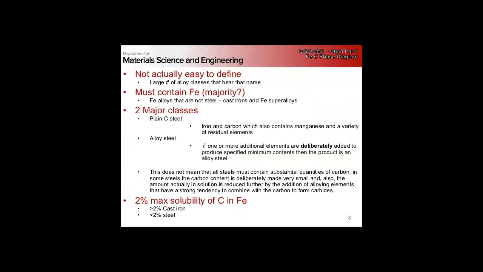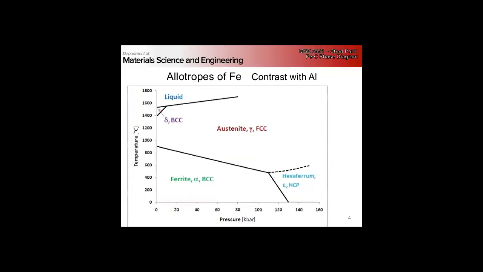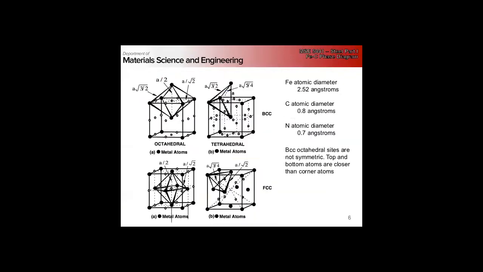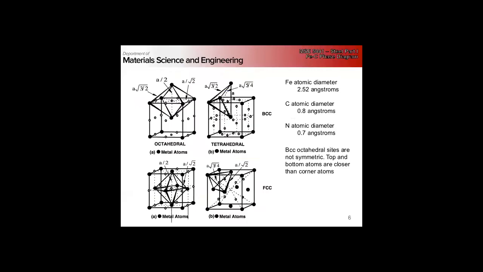Okay, so basically, two classes of steel: plain carbon steels and alloy steels. Right? You should know the basic iron phase diagram, right? And the interstitial behavior in iron, right?